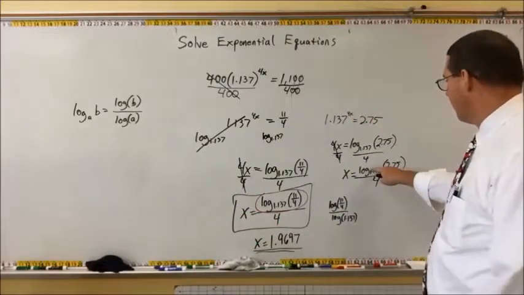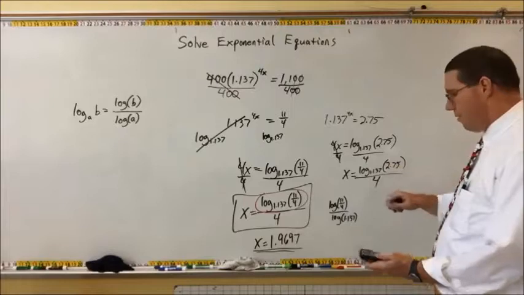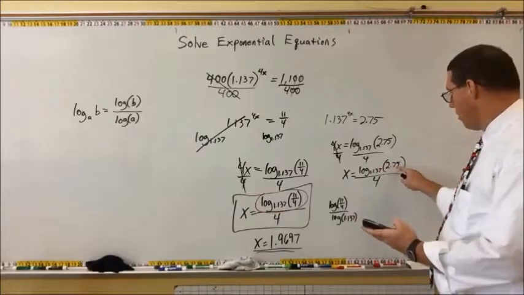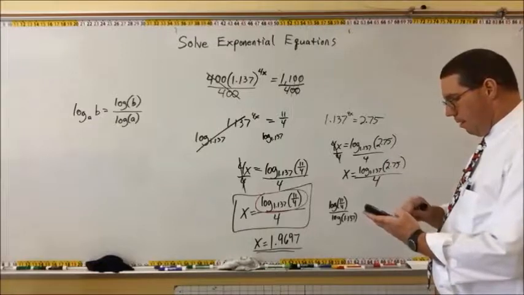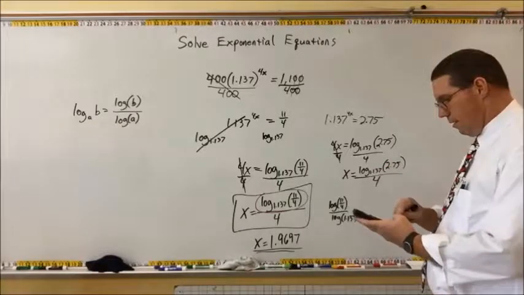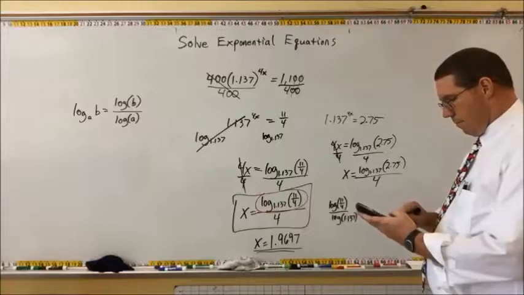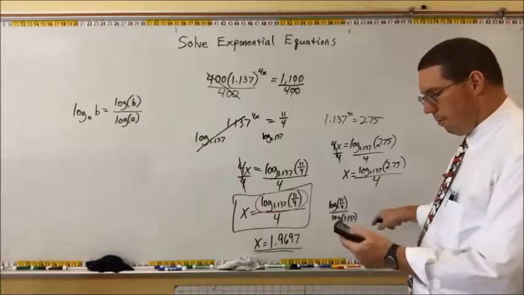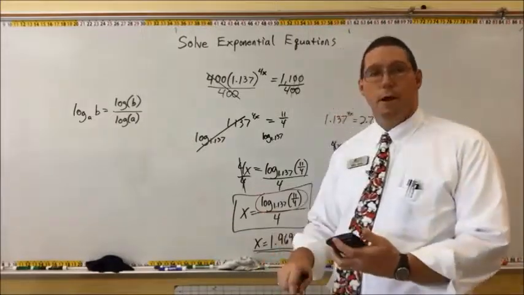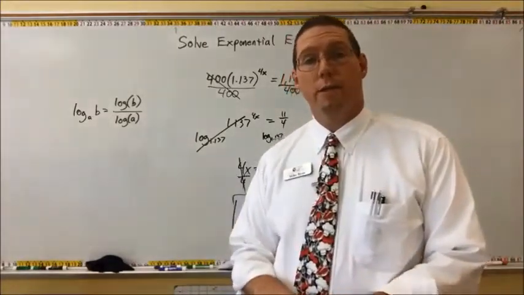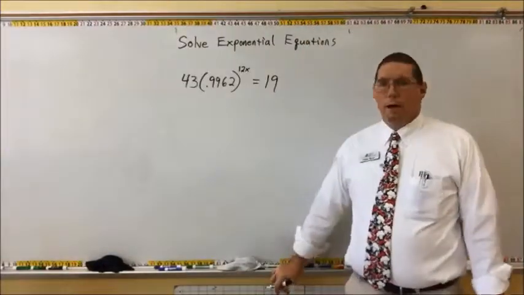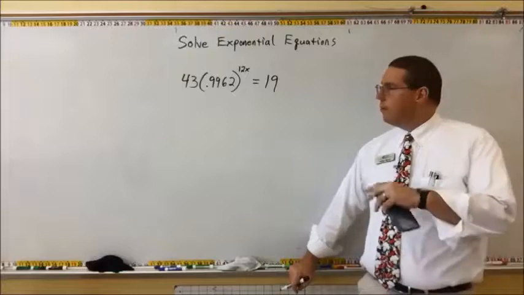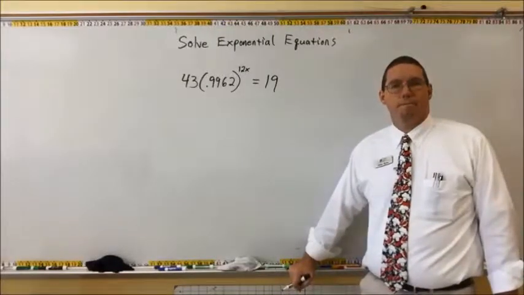And if I did the same thing over here, it would be log 2.75, close parenthesis, divided by log 1.137, enter, and then divide by 4, and it's the same thing, 1.9697. Okay? So that's an exponential equation. Let's do another one. All right, here's an exponential equation. Feel brave enough, why don't you pause the video and see if you can solve it yourself.